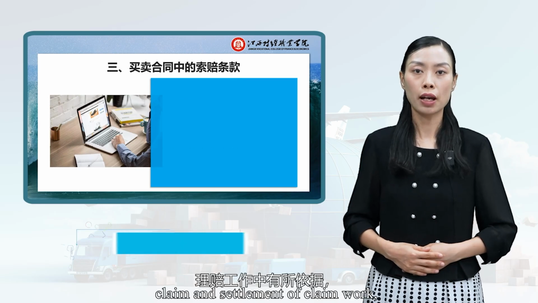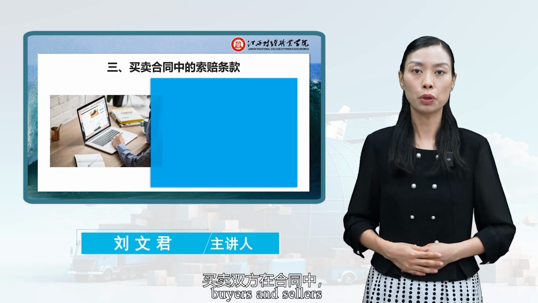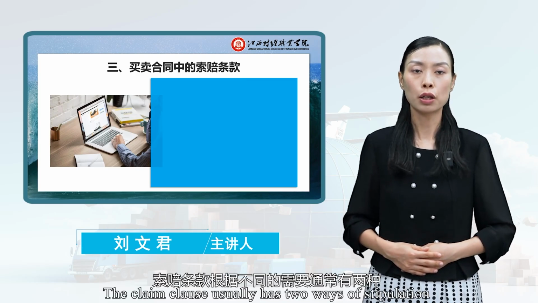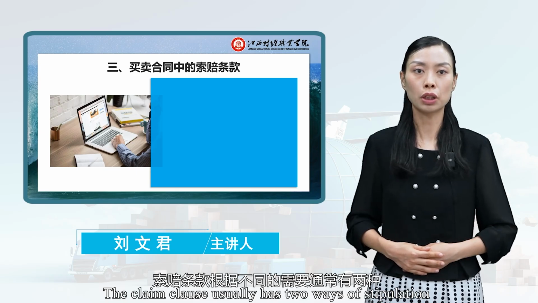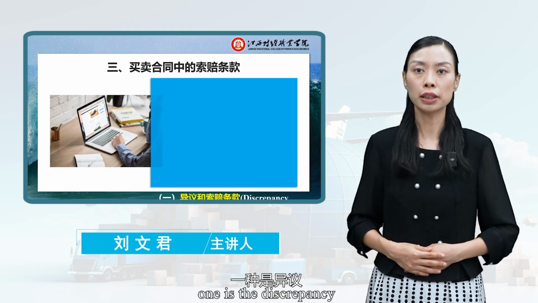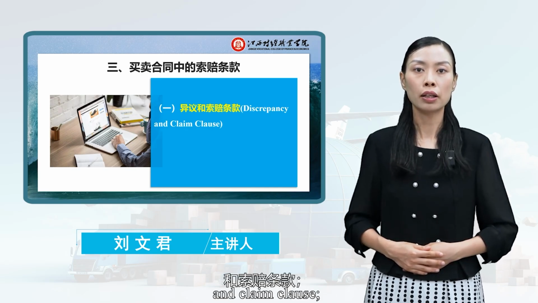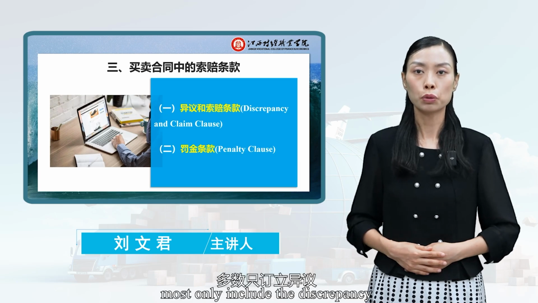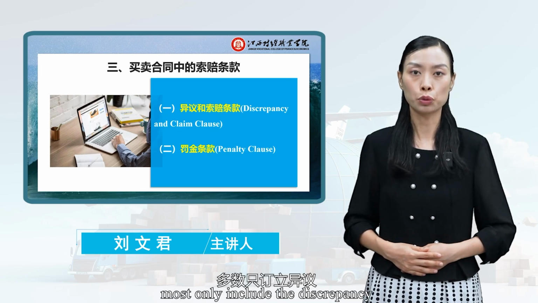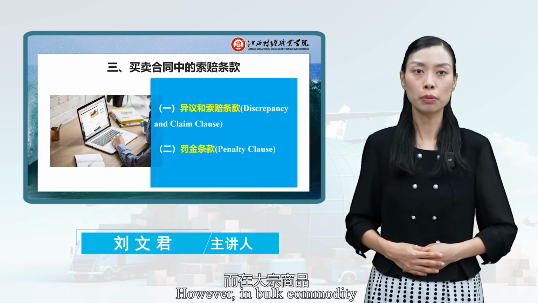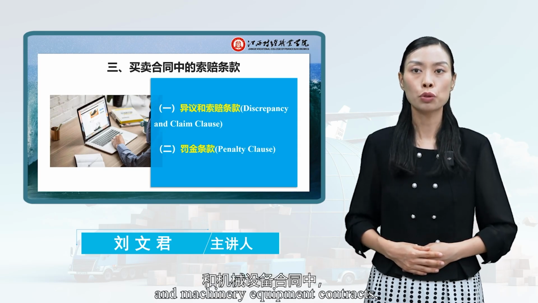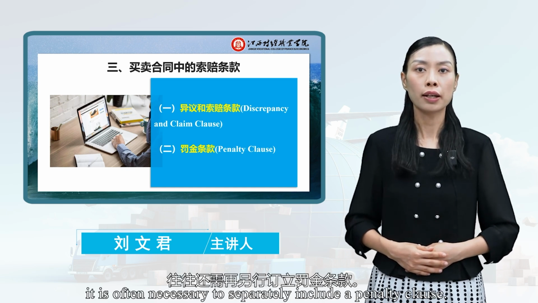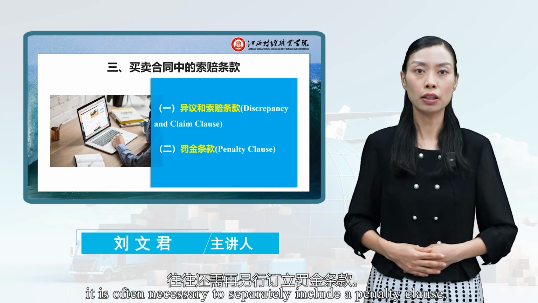For the convenience of claim and settlement of claim work, buyers and sellers generally should include a claim clause in the contract. The claim clause usually has two ways of stipulation according to different needs. One is the discrepancy and claim clause. The other is the penalty clause. In general commodity sales contracts, mostly only the discrepancy and claim clause is included. However, in bulk commodity and machinery equipment contracts, in addition to specifying the discrepancy and claim clause, it is often necessary to separately include a penalty clause.